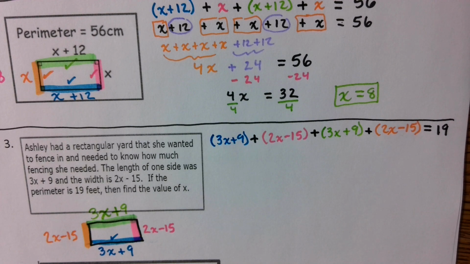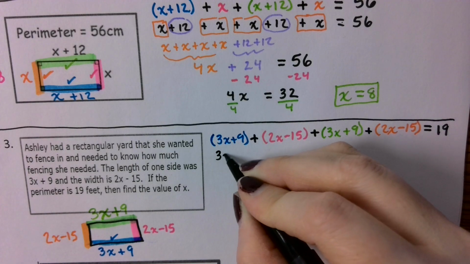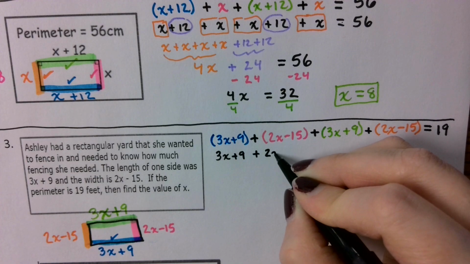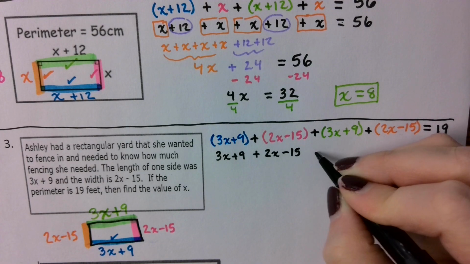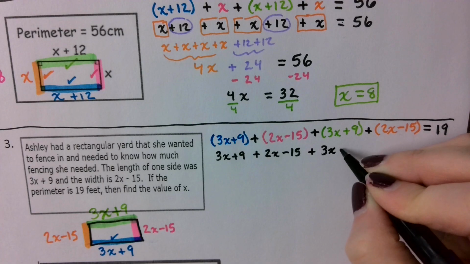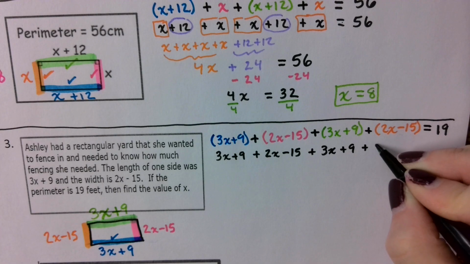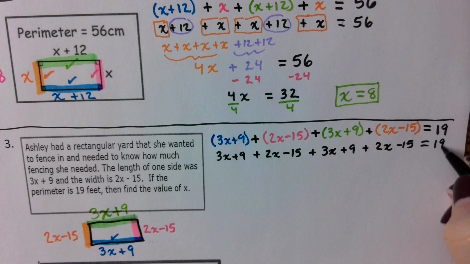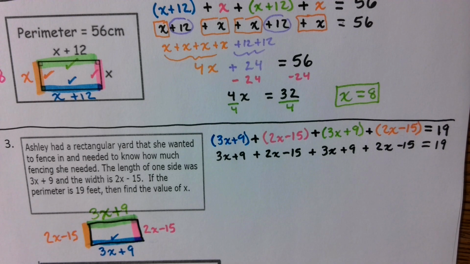All right, so when we distribute, we're distributing a positive 1. Does anything change? Nope. When you distribute a positive 1, nothing changes. Okay, so we're just going to get rid of those parentheses then. 3x plus 9 plus 2x minus 15 plus 3x plus 9 plus 2x minus 15. And it's all equal to 19. It's a nice thing about distributing with positive ones. Nothing is really changing.